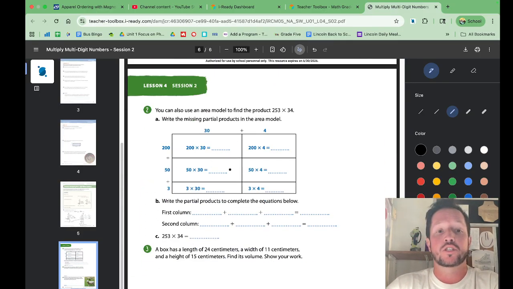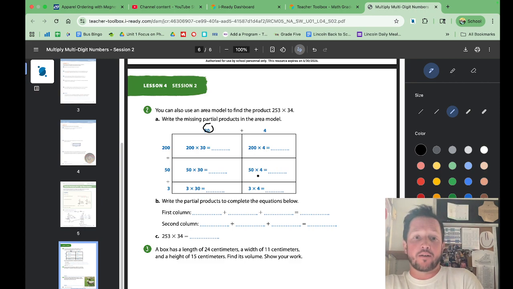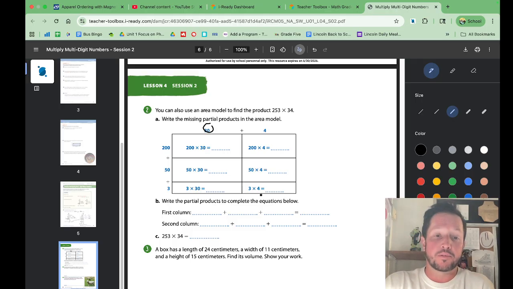The next one is just showing the box model version where they've already put the problems out for you. It wants you to add the first column here. So the first column is the one with the 30. So they have 200 times 30, 50 times 30, 3 times 30. And then the second column is 200 times 4, 50 times 4, and then 3 times 4, and then you're just writing those answers in here.